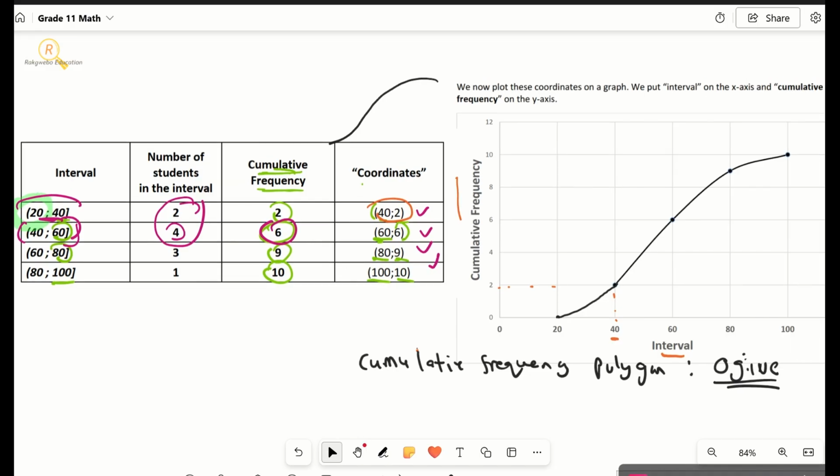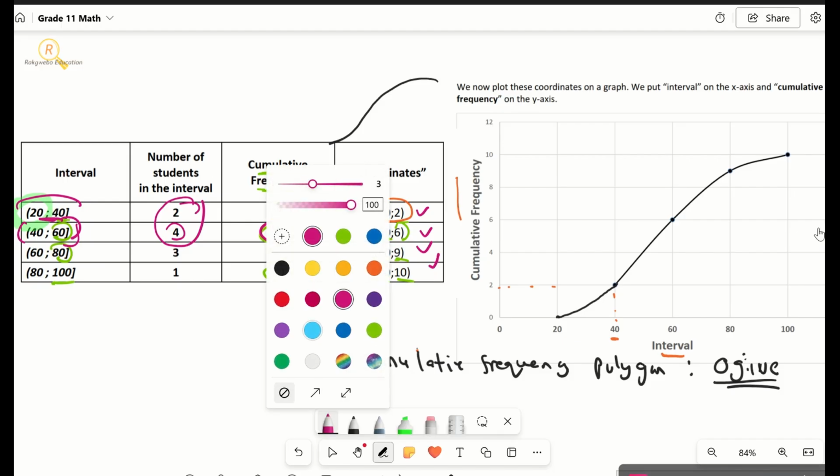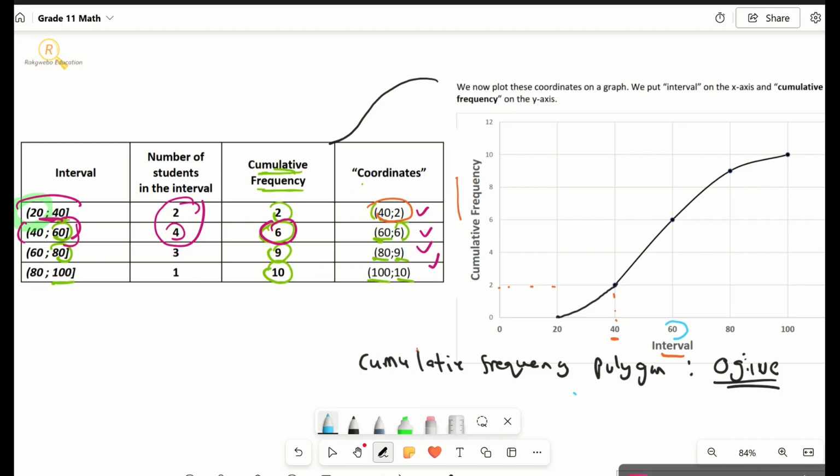If I ask what is the number of learners who got 60 or less, you go to your x-axis and look for 60. You draw dotted lines vertically up from the x-axis until you get to the graph itself. Once you touch the graph, you extend the dotted lines straight to the y-axis. The value where the dotted lines land is the number of learners who got a mark of 60 or less, and that happens to be 6, which is consistent with our table.